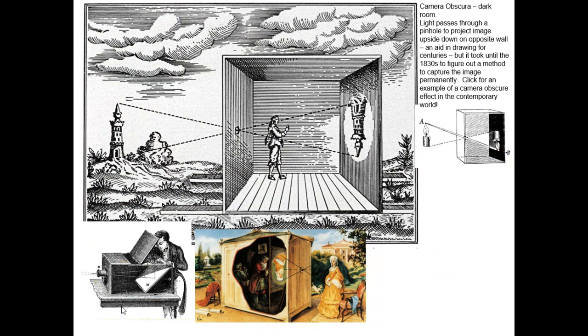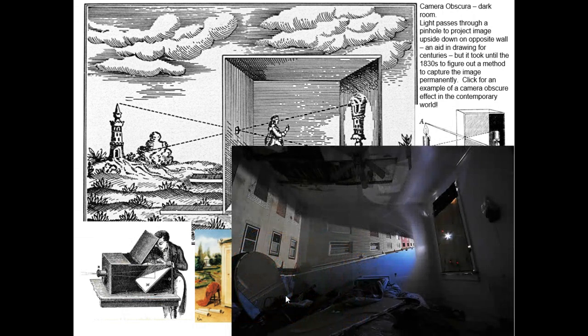But light is not able to get into this box except through one single controlled opening. And an optical effect happens that creates an upside down, slightly blurry image on the opposite wall of whatever is on the outside of the box. So artists used it as a guide, as an aid in drawing and tracing, but the goal was to try to fix the image, to keep it there. And it took a lot of experimentation. We knew about this visual effect as far back as the 1400s, but it took really until about 1839 to be able to capture the image.